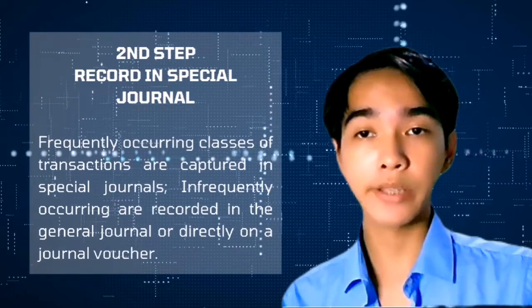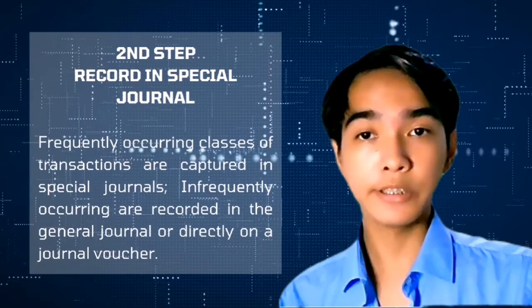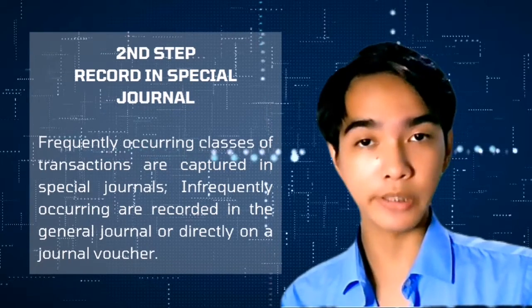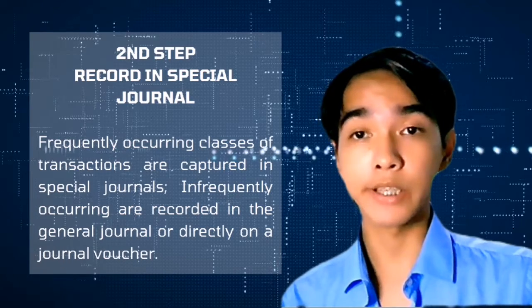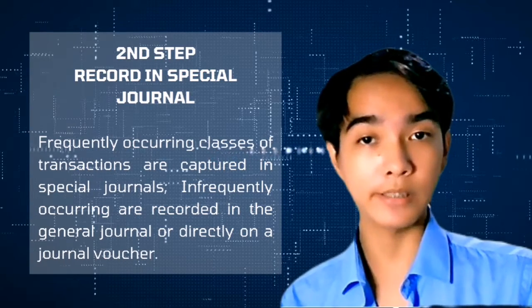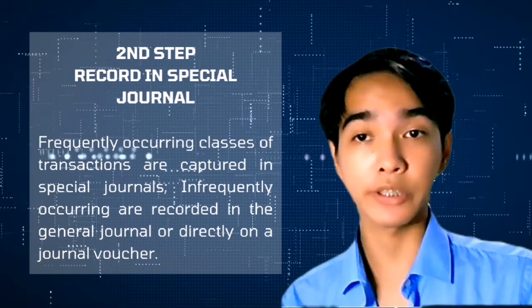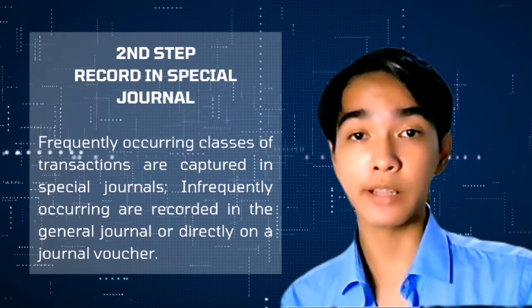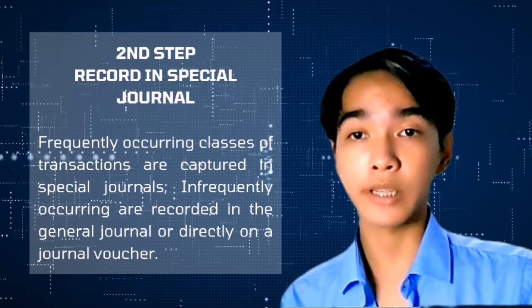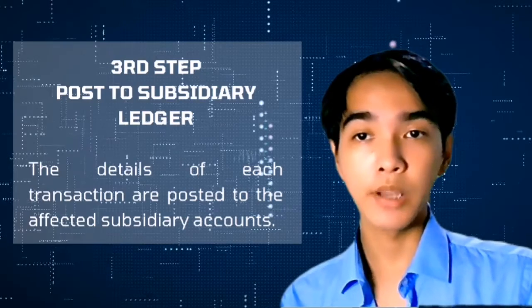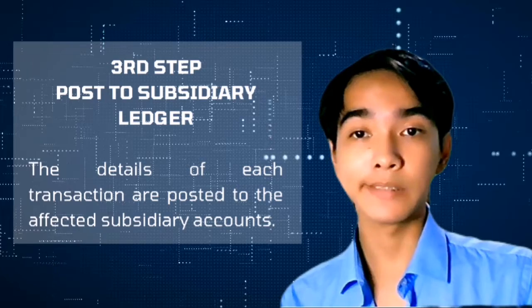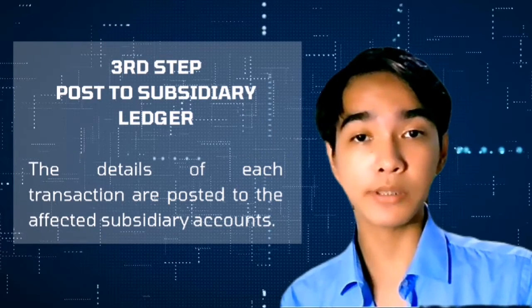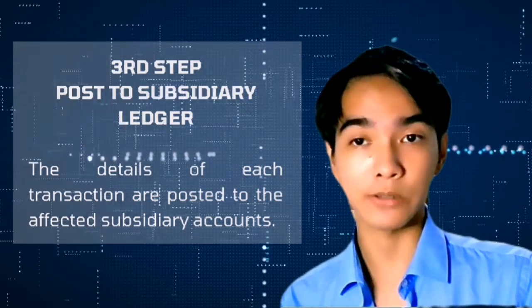Second step, record in special journal. Each transaction is entered into the journal. Recall that frequently occurring classes of transactions such as sales are captured in special journals. Those that occur infrequently are recorded in the general journal or directly on a journal voucher. Third step, post to subsidiary ledger. The details of each transaction are posted to the affected subsidiary accounts.